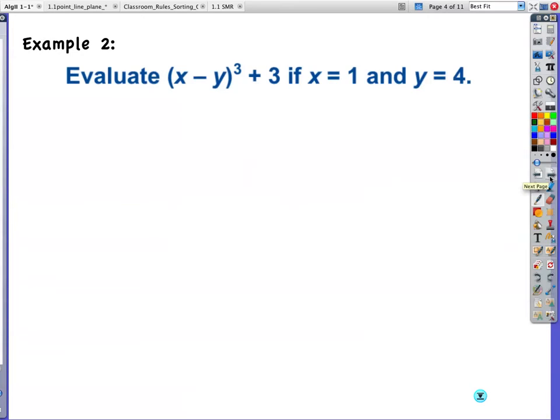Example 2, make sure you have a 2 written up there, and then you have this problem written out. Evaluate, which actually means just do it, just do math. X minus y to the 3rd power plus 3, if x is equal to 1 and y is 4. So now I'm going to put 1 in for x, I'm going to put 4 in for y, and I'm going to cube this thing, and I'm going to add 3. Please excuse my dear Aunt Sally.